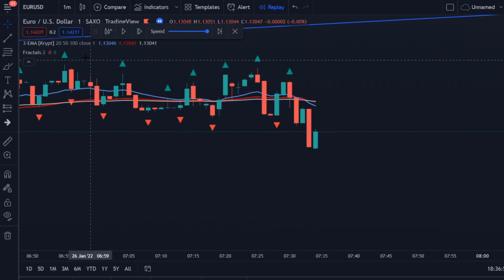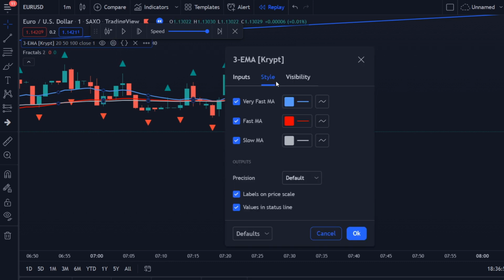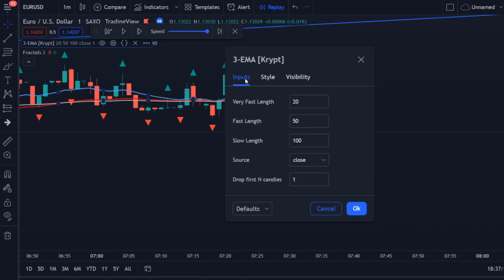So what we do first, we go over the settings. So over here we can play around with the colors. I like these colors: light blue, red and gray. And then we go to inputs and make sure to use the 20 over here, the 50 and the 100 exponential moving averages. So yeah, please make sure to adjust these settings.